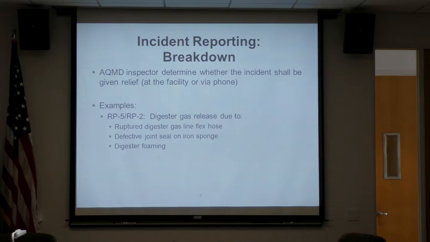So a good example of an incident in which we would have to report under as a breakdown would be any digester gas venting events that occur at RP5 or RP2. Examples of digester gas venting may be caused by a ruptured digester gas line flex hose or digester gas foaming.